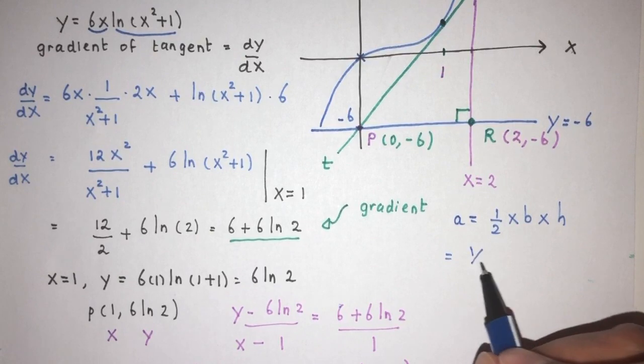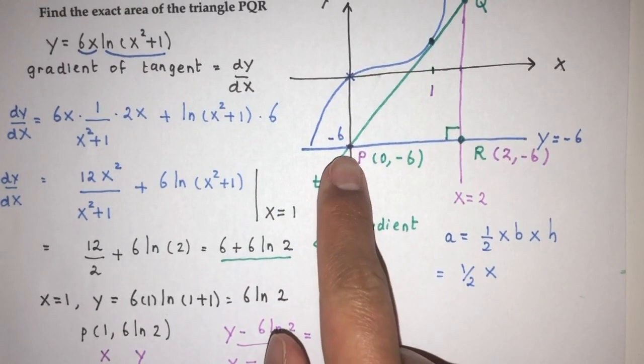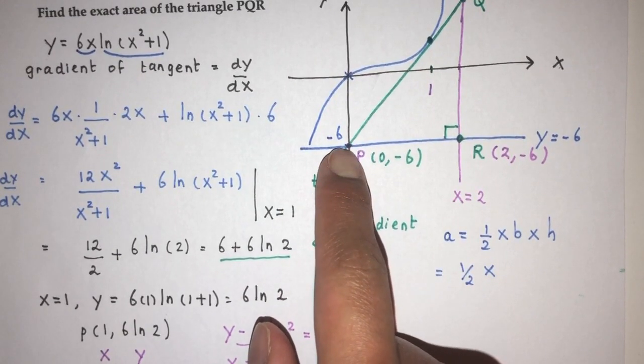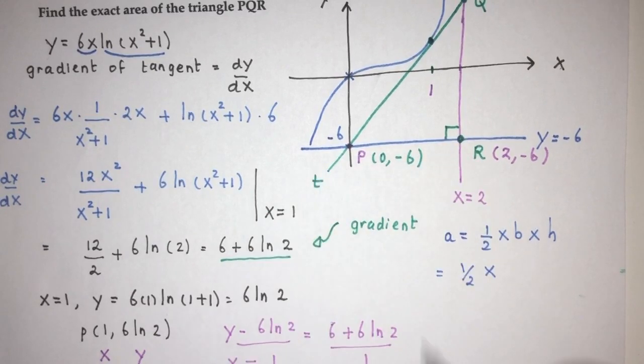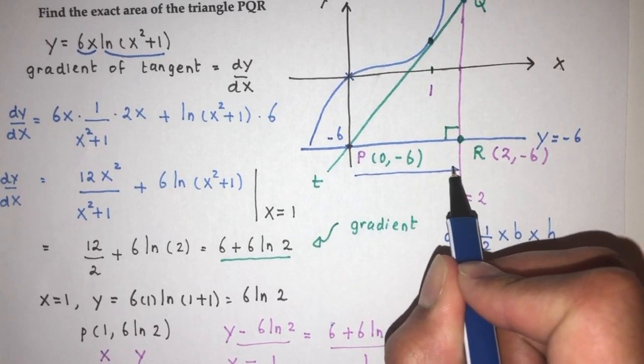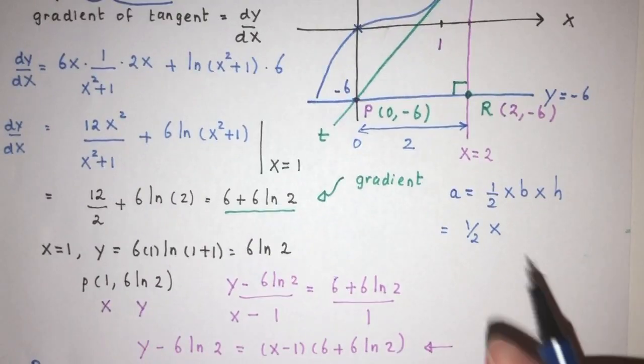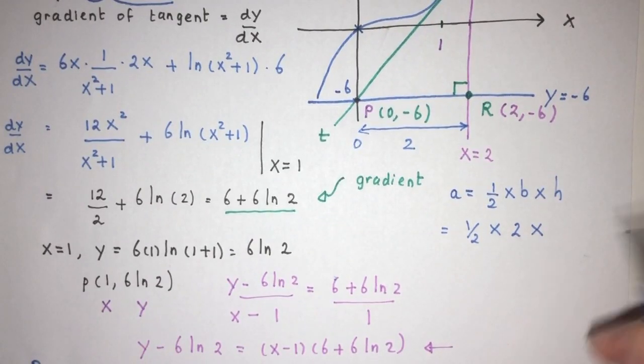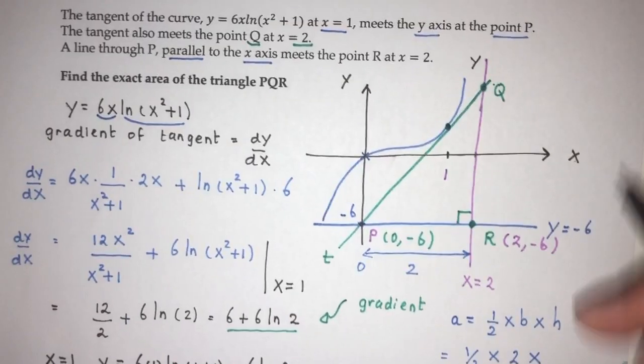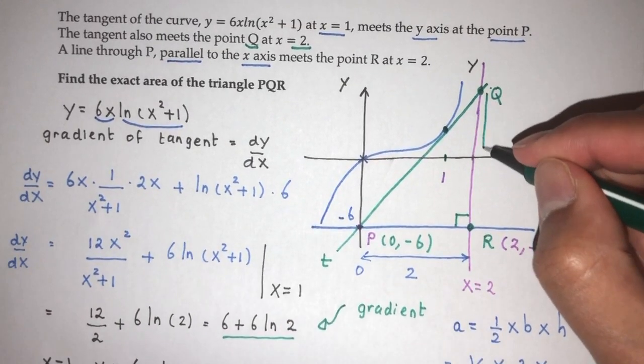Now if you observe half, what is the base? The base is from this point P to R. The distance between those two has to be what? From 0 to 2, it has to be 2. So the base has to be 2. Now what is the height? Let's find the height. The height will be this to this.